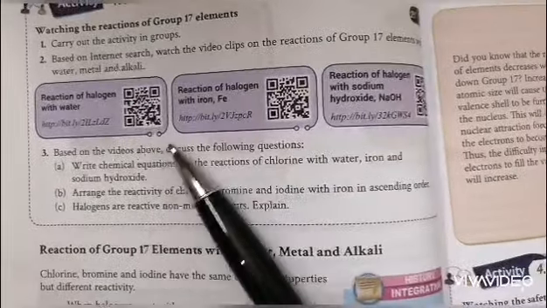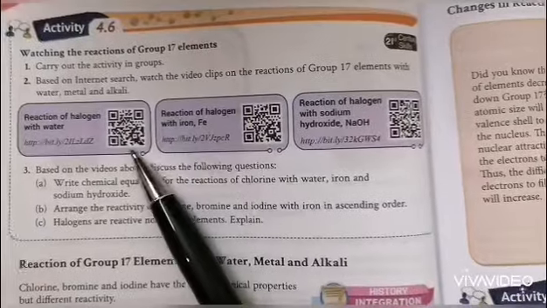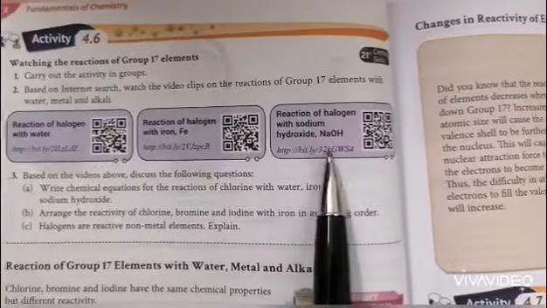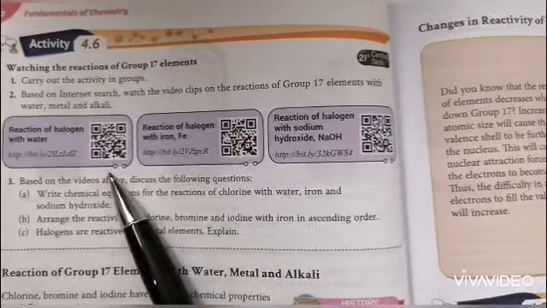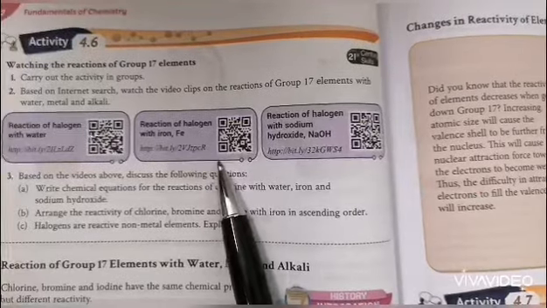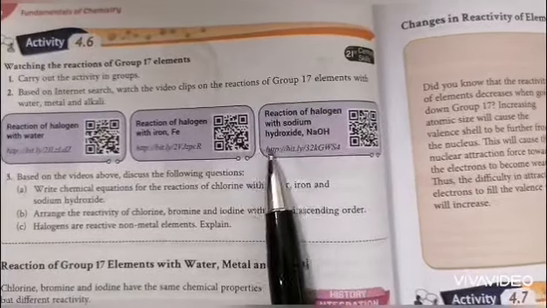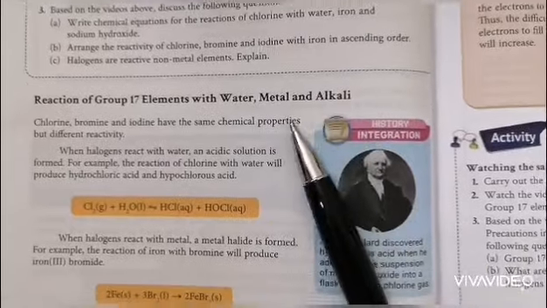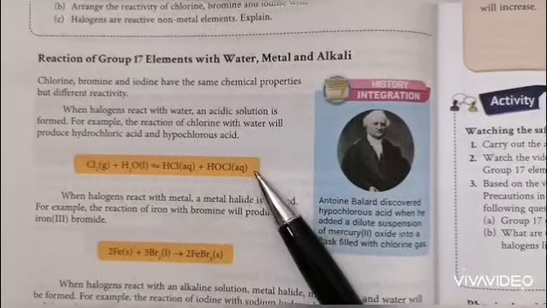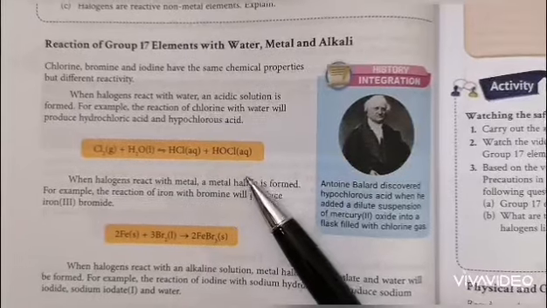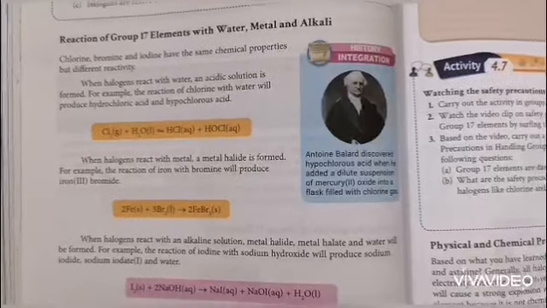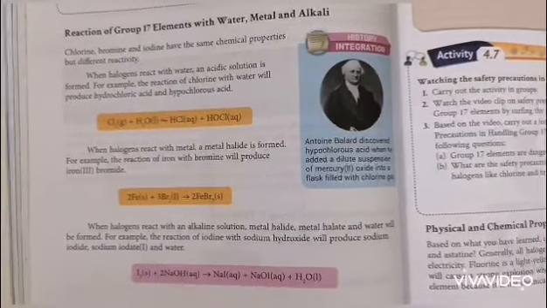Now, please use your QR code app and take a look at these 3 reactions. Halogens can react with water. Halogens can react with iron. Halogens can also react with sodium hydroxide. Okay, so these are their reactions. Whenever there's a reaction, there would be a chemical equation. Now, how do we write chemical equations for group 17 reactions?